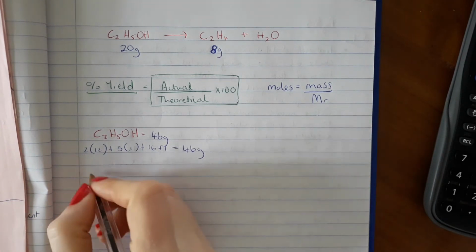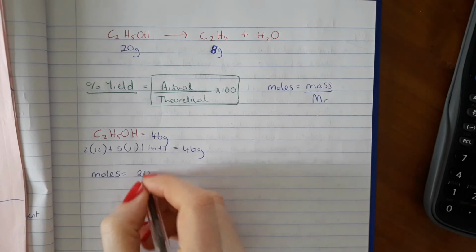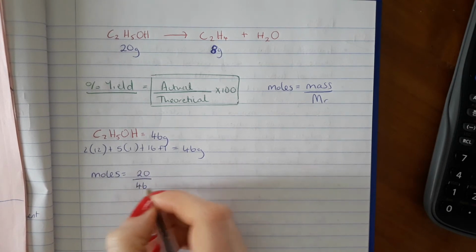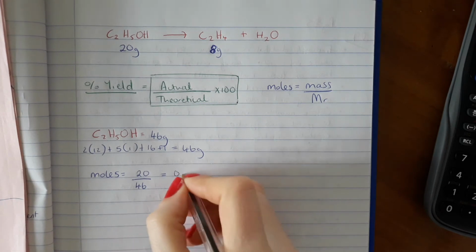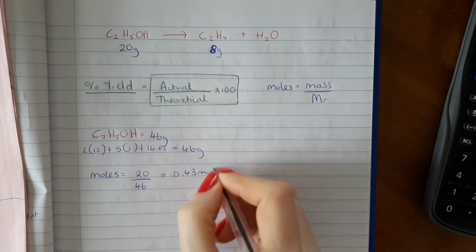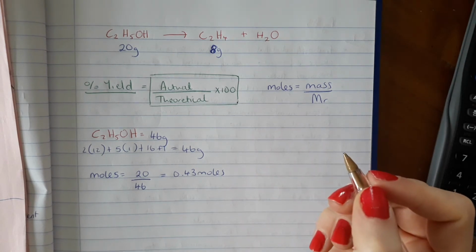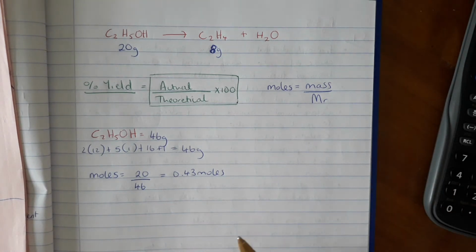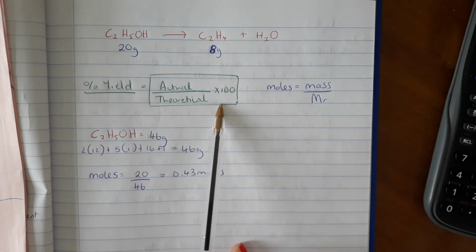If I want to get the number of moles, that's going to be the mass, 20 grams, divided by the relative molecular mass, 46 grams, and we get 0.43 moles of ethanol to begin with. The question asks me to calculate the percentage yield of ethene. In order to do that, I need to always calculate the theoretical yield of ethene.